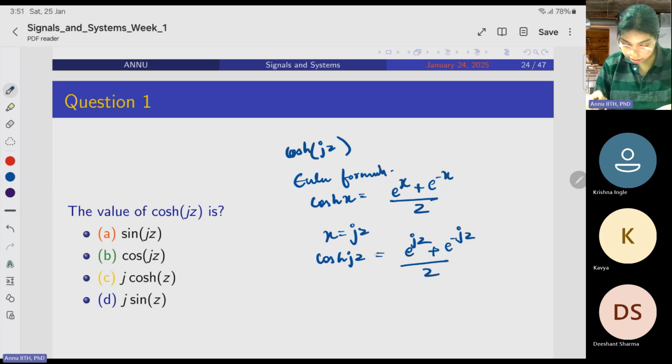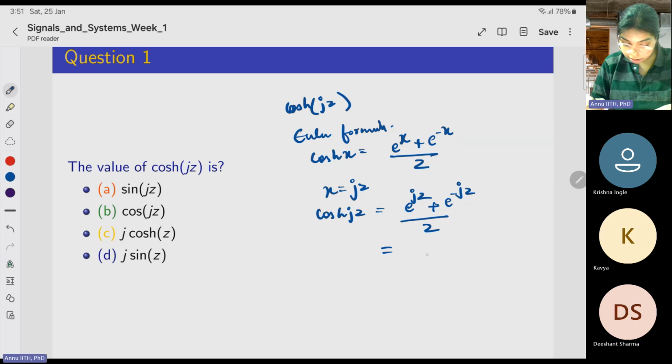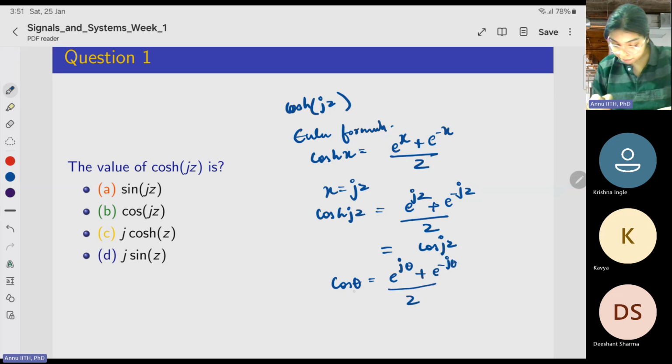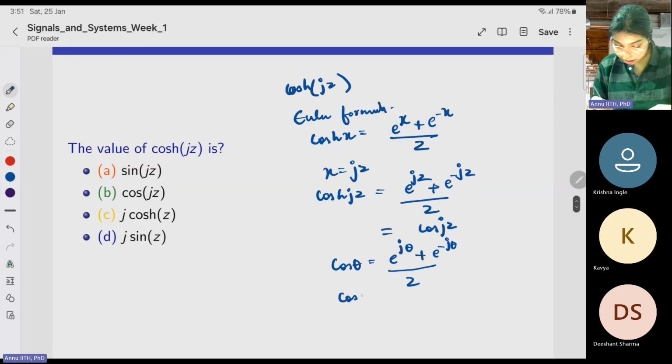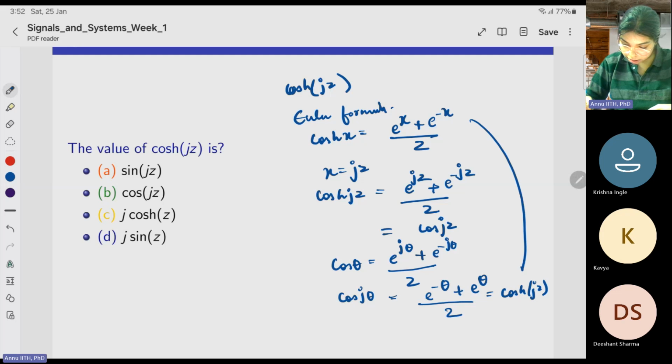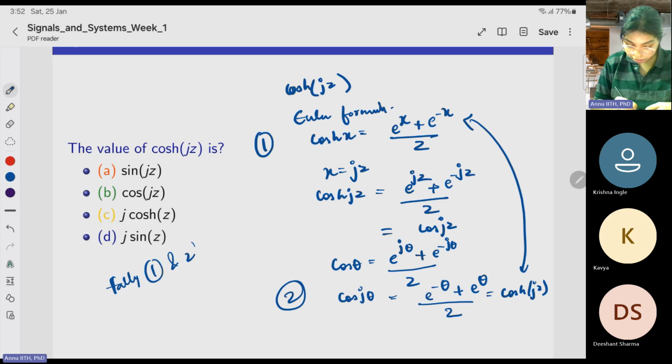And this is what? This is nothing but cos jz. Why? Because cos theta is nothing but e power j theta plus e power minus j theta divided by 2. So cos j theta, suppose, is cos minus theta plus cos theta divided by 2, which is not equal to cos hjz. So tally 1 and 2, you will get answer as B.